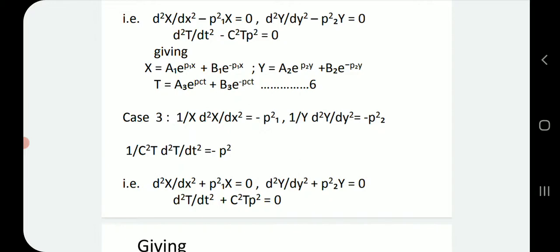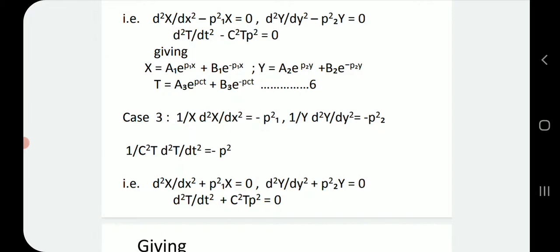When we put x equal to 0, 0 is equal to a1 plus b1. This implies a1 is equal to minus b1. And now we apply x equal to a: 0 is equal to a1 e raised to power p1 a plus b1 e raised to power minus p1 a. Now a1 is equal to minus b1, so if we put that in, taking minus a1 common, we get e raised to power p1 a plus e raised to power minus p1 a is equal to 0. If we put a1 equal to 0, then we get the trivial solution.